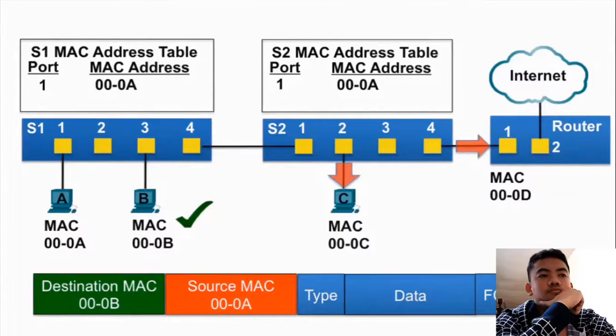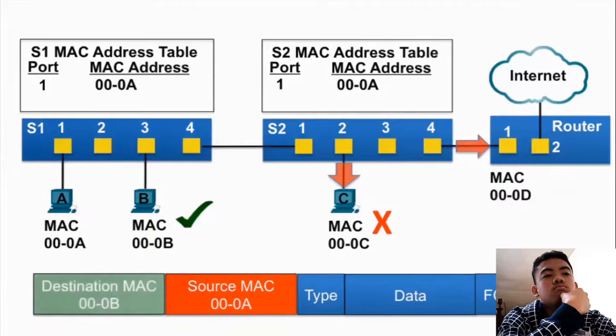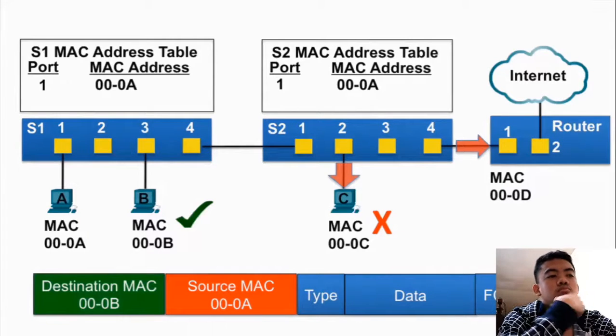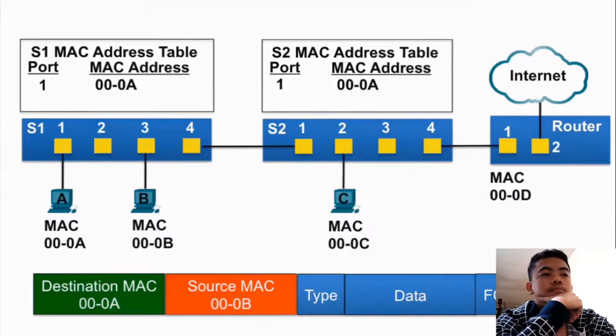PCC receives the Ethernet frame, and its MAC address does not match the destination MAC address of the Ethernet frame, so it does not accept the rest of the frame. The router receives the Ethernet frame, examines the destination MAC address against its own MAC address, and notices it is not a match, so it does not receive the rest of the frame.